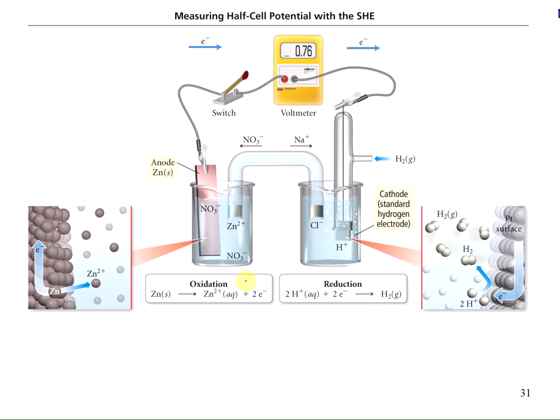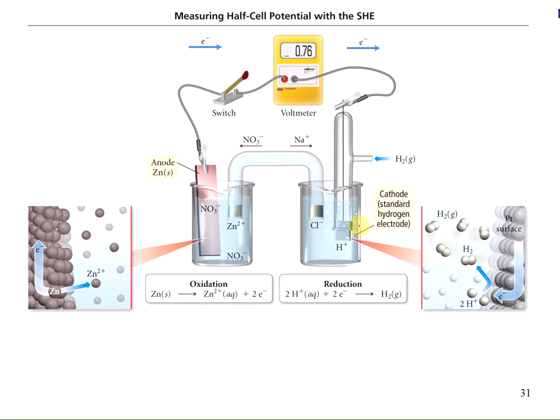So the zinc gives up its electrons. Those electrons flow through the wires to the switch. We measure the flow of electrons, or the potential difference, with the voltmeter. So the electrons flow through, and then those electrons combine with the protons in the water, so the acid, to make the hydrogen gas.